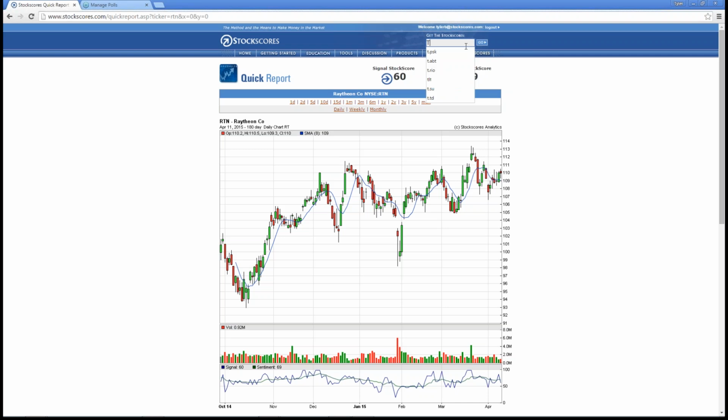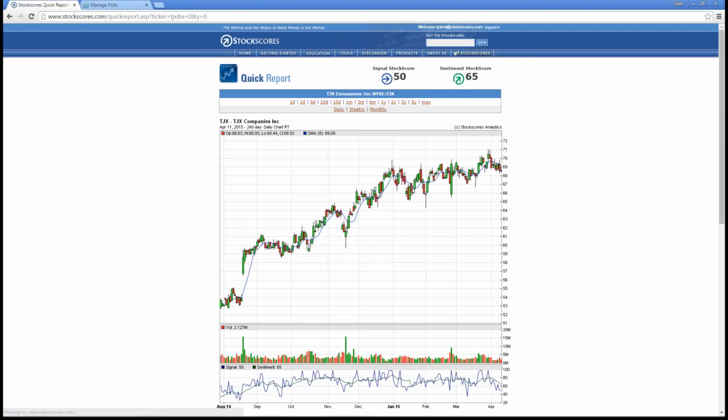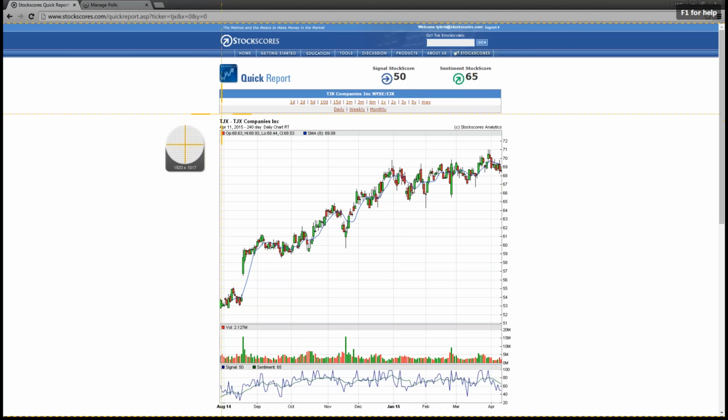Let's take a look at TJX. Okay, so this one is in a good upward trend, moving up from left to right, that's a positive. I would say support is right here, just under $67, so that's where I would exit that stock. You could also draw a trend line. So if I take out my little Snagit tool, I'll draw on this for you all to see.